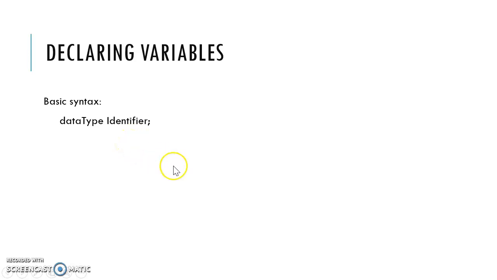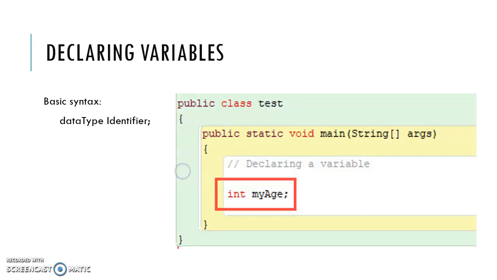It's important to note that there are specific rules that govern how a variable's identifier can be created. So be sure you understand these rules. Here is an example of declaring a variable. I've declared this variable. Its data type is int. The identifier is my age, and it's followed with a semicolon.